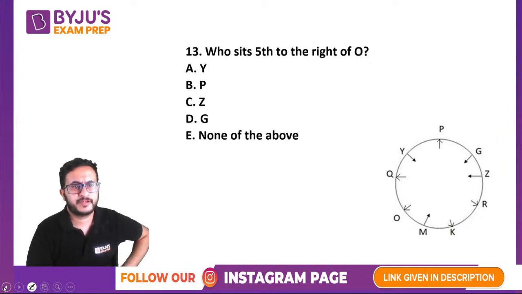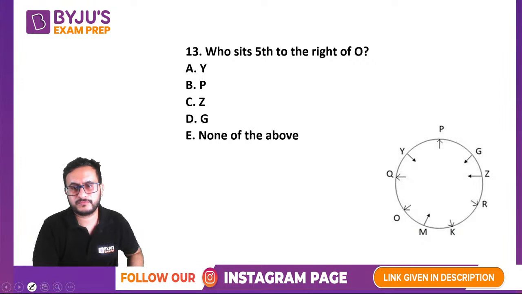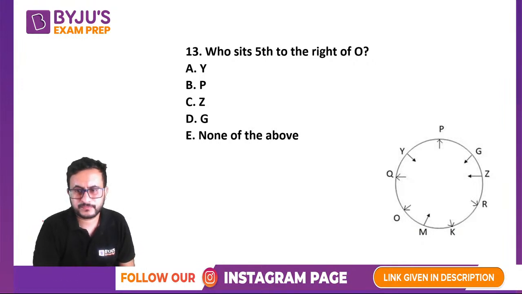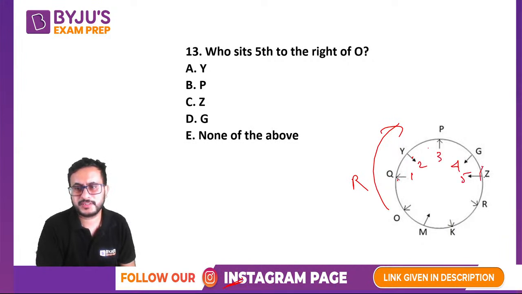Fifth to the right of O. So this is O. And if we consider to the right side, this is facing outside, so this is the right side. First, second, third, fourth, fifth. So that is Z.